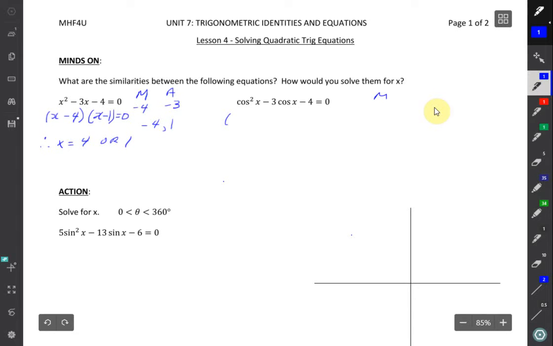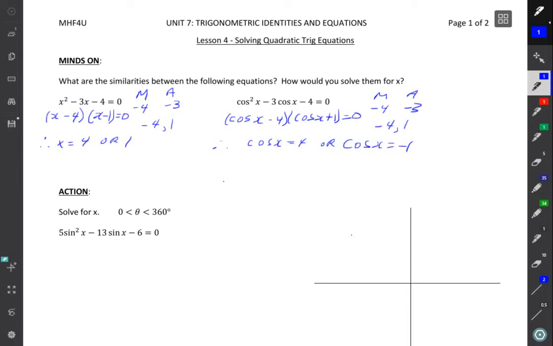I'll still go through the process here just to show that we would do exactly the same thing. So we would do what multiplies to minus 4 and adds to minus 3. Again, we would find that that's minus 4 and 1. Cos x is our variable in this case, so cos x minus 4 and cos x plus 1 is equal to 0. Therefore, cos x equals 4, or cos x equals minus 1.